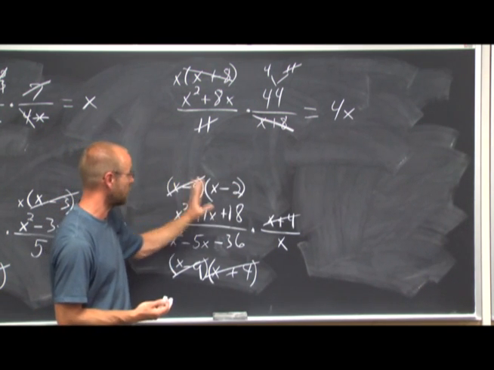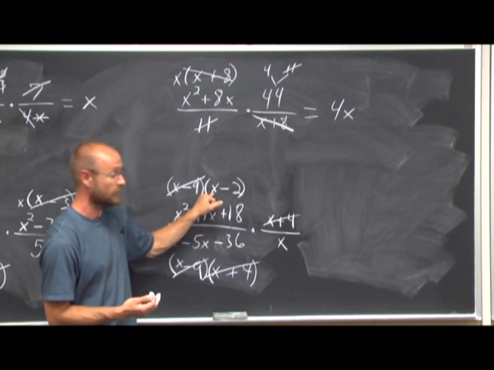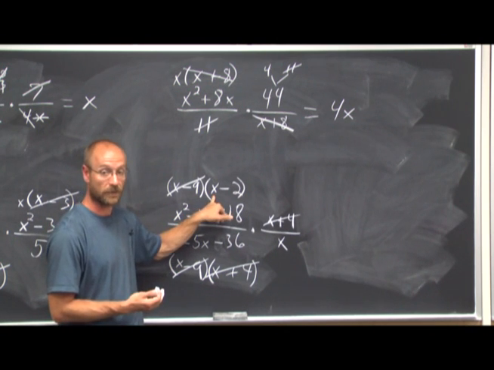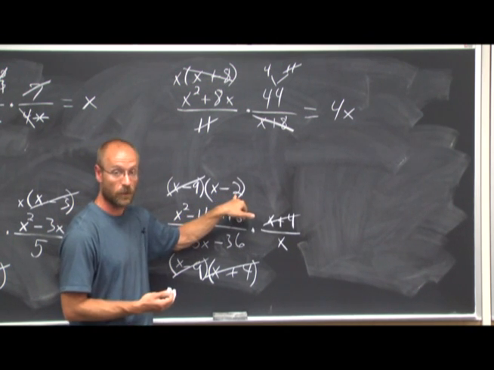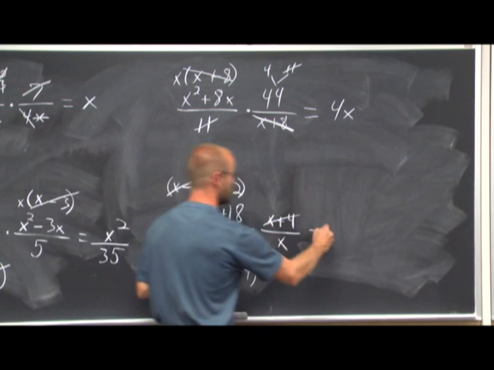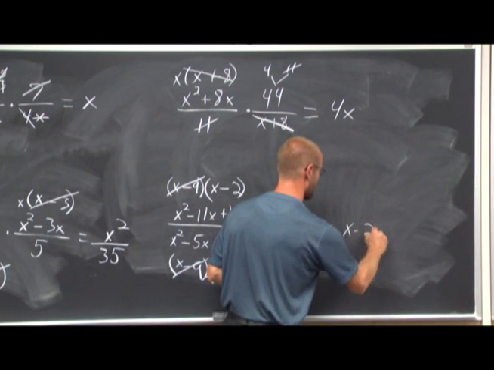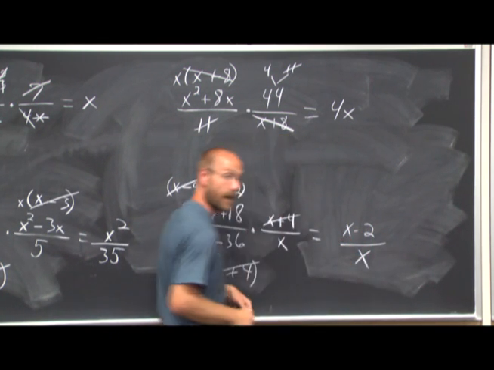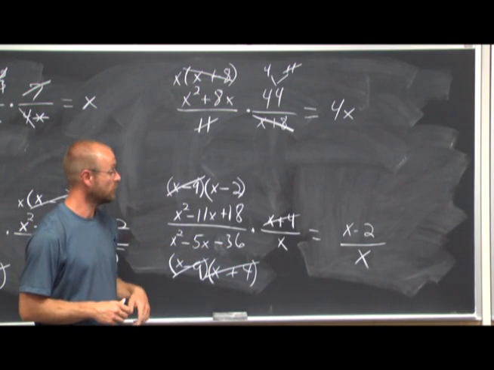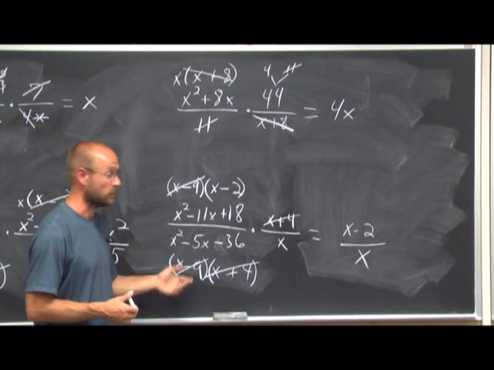There's no x on top that can reduce this, because that is not a factor. That's a term, x minus 2. So we continue over here. X minus 2 over x is our simplified expression.